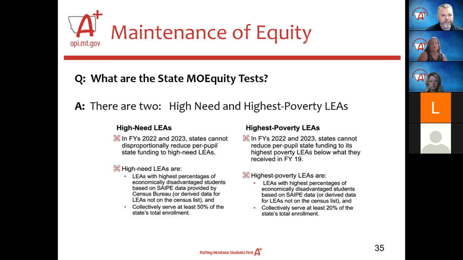And what are the highest poverty LEAs? In fiscal years 22 and 23, states cannot reduce per pupil state funding on its highest poverty LEAs below what they received in fiscal year 19. Highest poverty LEAs are LEAs with the highest percentages of economically disadvantaged students and collectively serve at least 20% of the state's total enrollment.